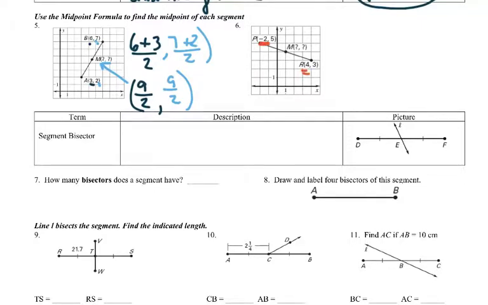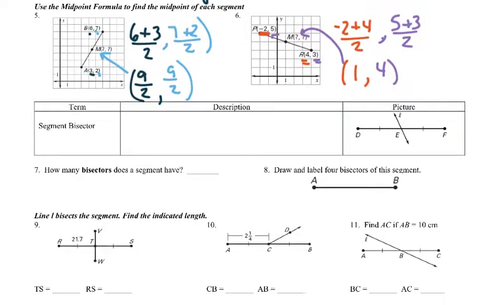If I try that again over here, I've got negative 2 plus 4 divided by 2, which is 2 divided by 2, or 1. And then I have 5 and 3, so 5 plus 3 divided by 2 is 8 divided by 2 is 4. And then that's the ordered pair of that midpoint. So you've seen that before, midpoint formula.